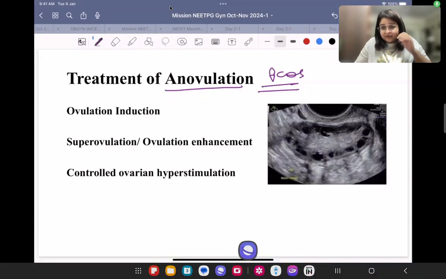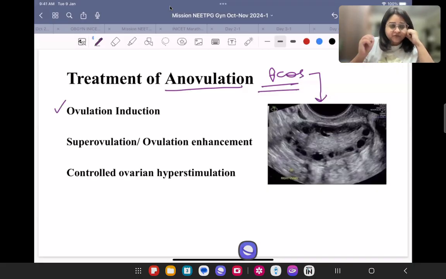So what is treatment of anovulation? And in this, we will be discussing what is PCOS also. So let's first start. What do we do for a patient who has infertility and anovulation, or basically infertility and PCOS? What we do is ovulation induction. That means we have to induce ovulation in these women.